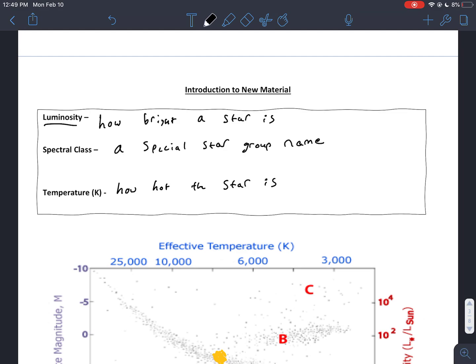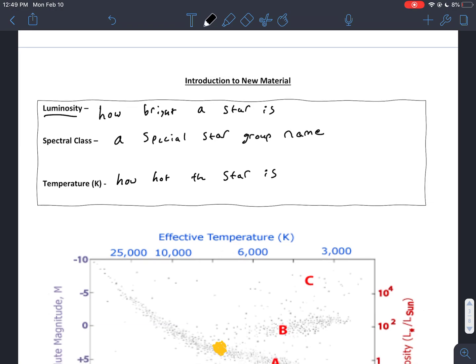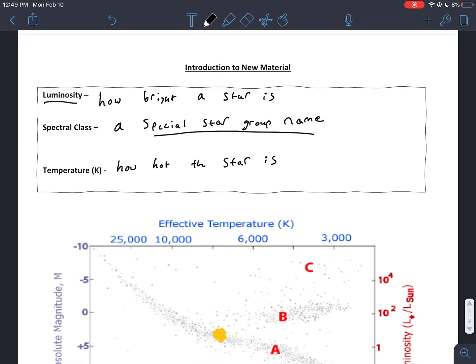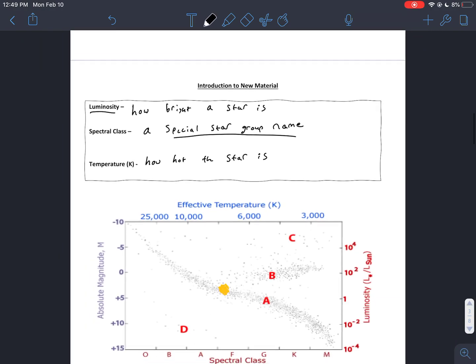On the chart, you will see it split up into a number of different spectral classes. Spectral classes mean how bright the star is. I'm sorry, that's a special name for where the star is found. That's a spectral class. Luminosity is how bright a star is.